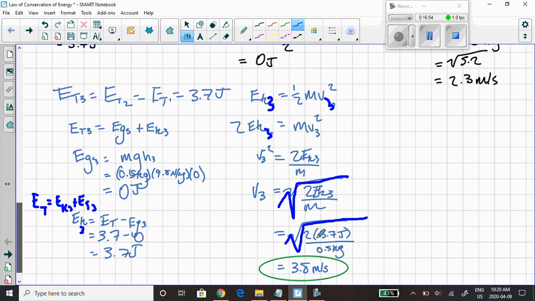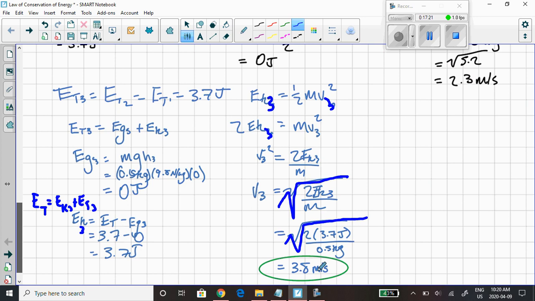I plug in the numbers. In my calculator, I would type in 2 times 3.7 equal sign, divided by 0.5 equal sign, square root that equal sign, and I get 3.8 meters per second. This is a speed. There's no vector here. All right. That's why I know it's falling downwards. I get it. The velocity would be negative 3.8 meters per second, but we only calculate speed here. Energies are based upon scalars.